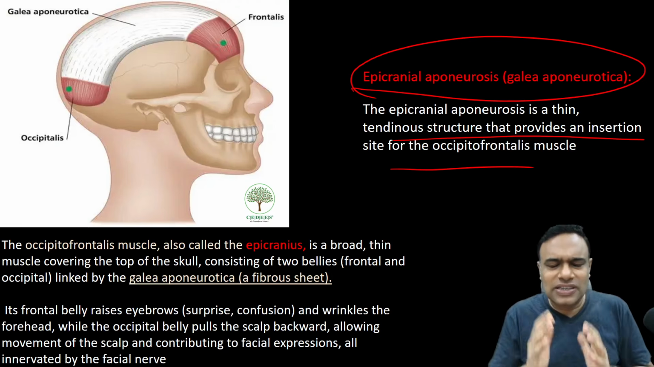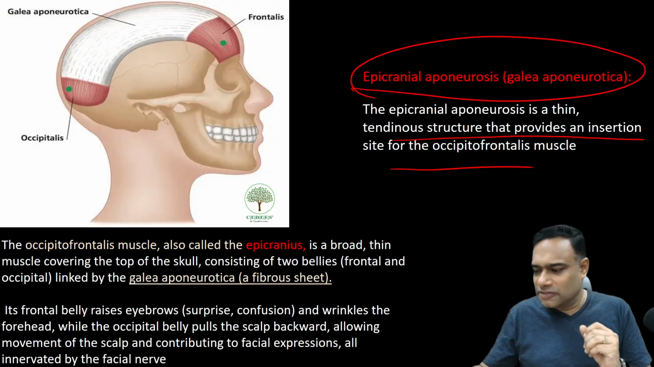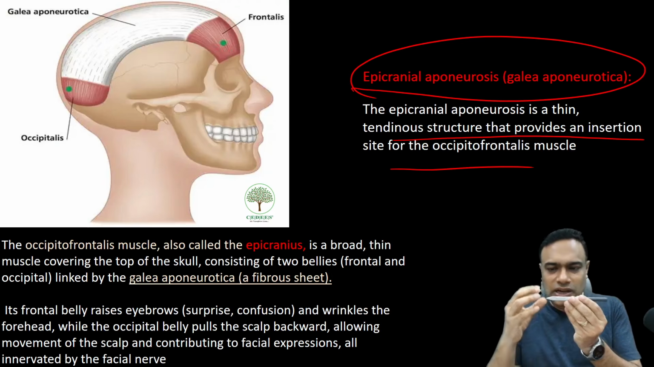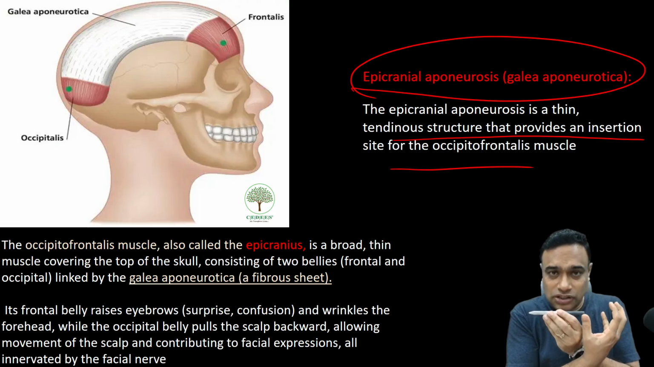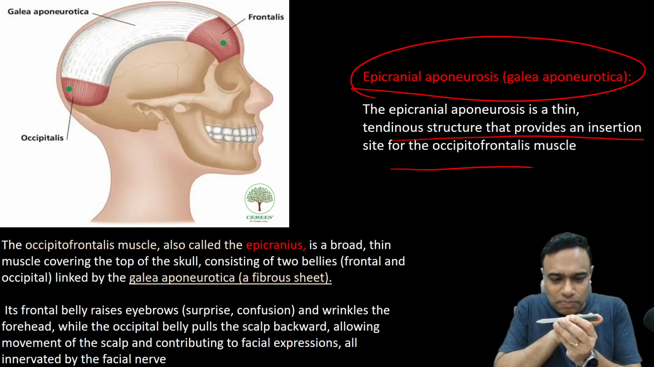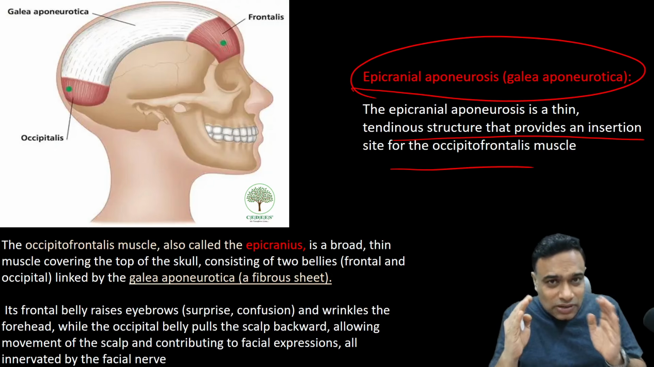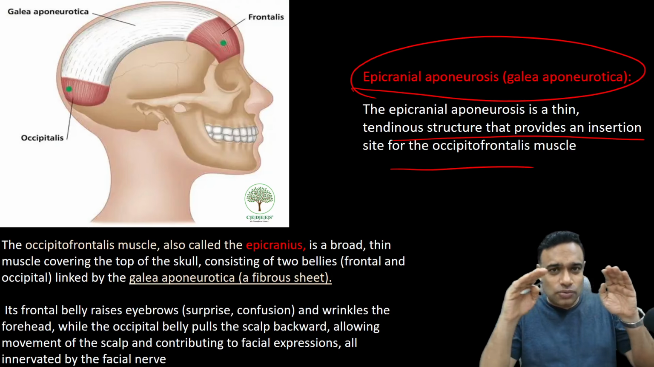Now, what you should understand is the third layer consists of two muscles. Okay, so you have a muscle in the front called the frontalis. You have a muscle in the back side called occipitalis, and then you have this aponeurotic sheet in the middle, as can be seen in the diagram there. So there are two muscles, frontalis, occipitalis, and the aponeurotica right in the middle.